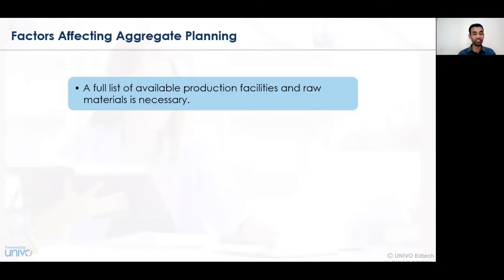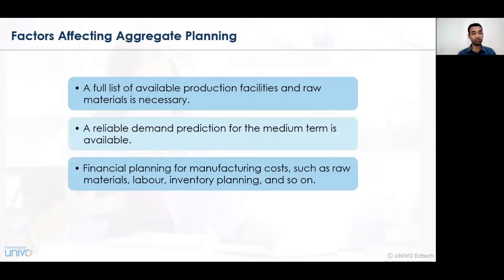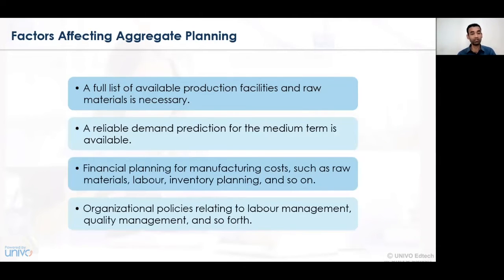Now let's understand what the various factors are that affect aggregate planning. The first factor that affects aggregate planning is the available production facility and raw material. Being the basic essential requirement, it is necessary to see that the production facilities are quite available in the market and accordingly the availability of raw material and purchase of goods and services is quite sufficient. A reliable demand projection for the medium term is available.